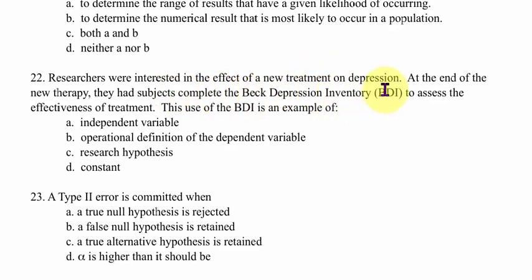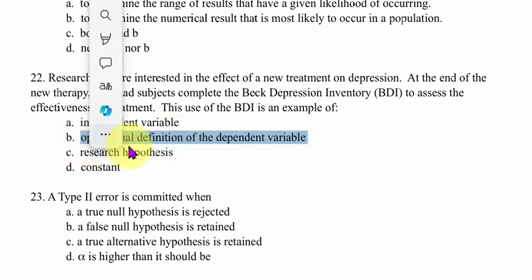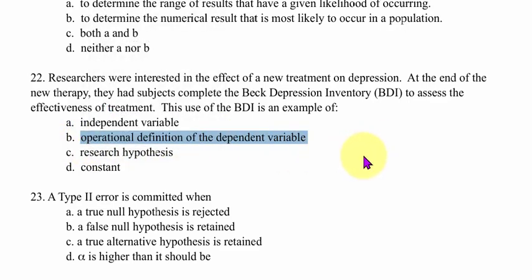It is a DV, right? So they're trying to see if the treatment worked. And so their depression scores are measured by the BDI. So that makes it a DV. And it's the operational definition of this DV. So that has to be the right answer. The other ones are all crazy wrong.